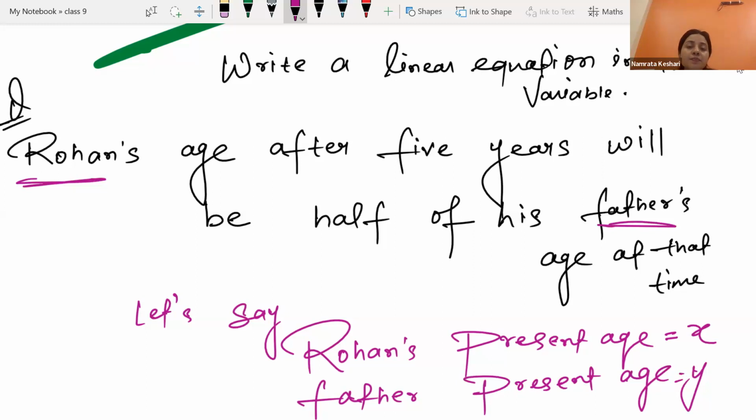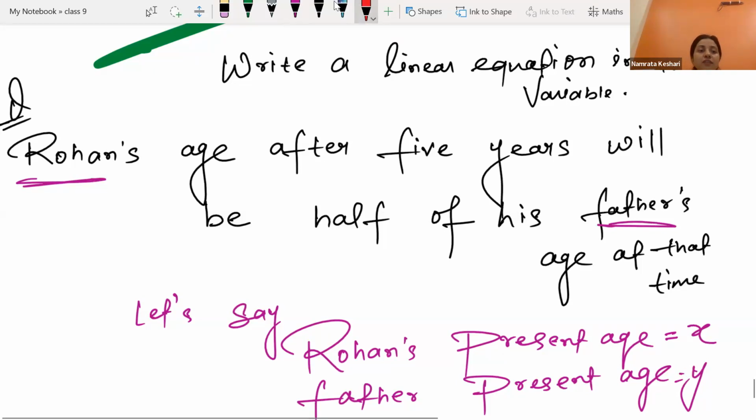But what is X? Present age is X. Rohan's present age is X, his father's present age is Y. You have to take the assumption this way only, in class 10 as well as in the future, because your question will be talking about 10 years back, 10 years hence, in future after 10 years this will happen, that will happen. So you will always start from the present.